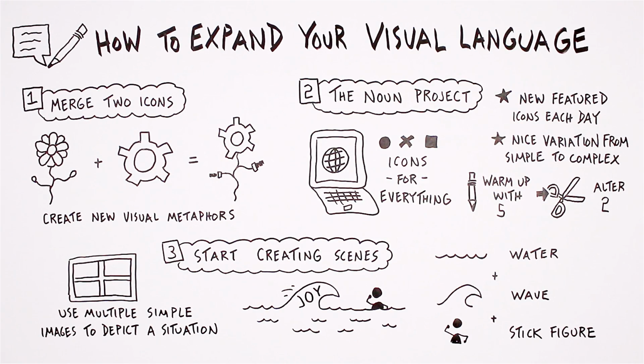So what I hope this shows is that scenes don't have to be super complex or artistic. It's really just about finding a few visuals to capture the setting and just a couple of important objects or characters that are the important role players in whatever situation you're depicting. And much like the merging of two icons or the alteration of an icon, the creation of scenes is something that you can get better at with practice. So that's what I encourage you to do now. Pick at least one of these approaches to expanding your own visual language and give it a try.